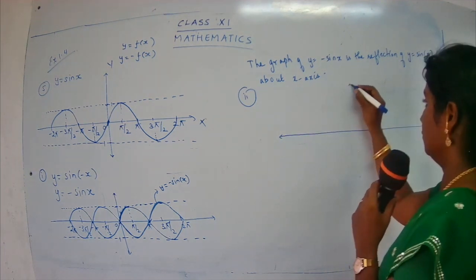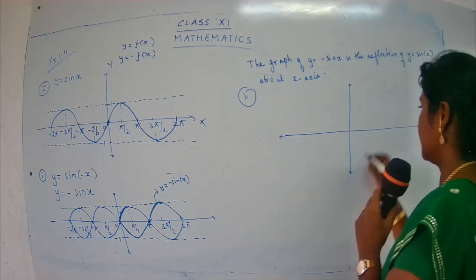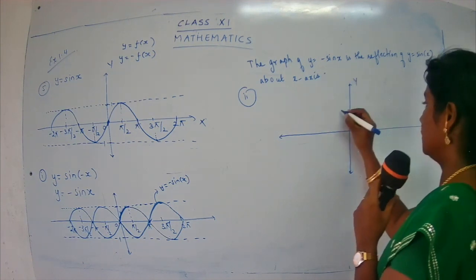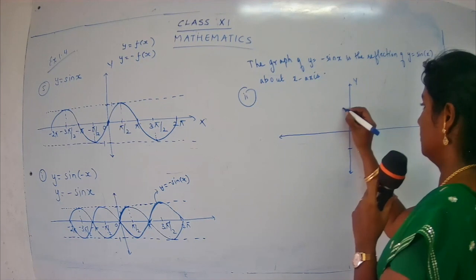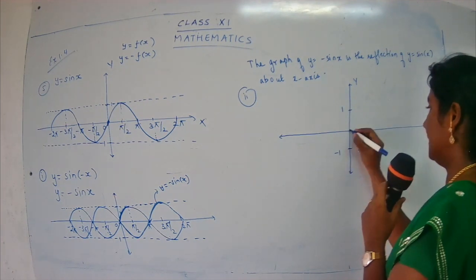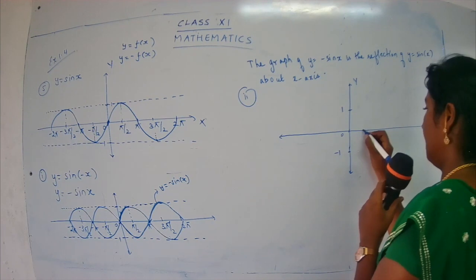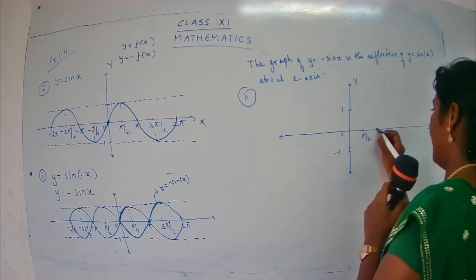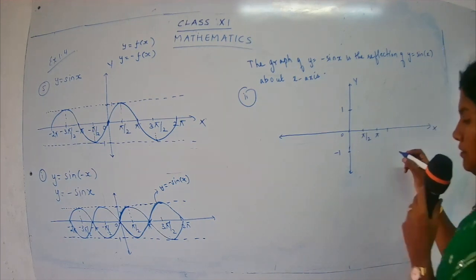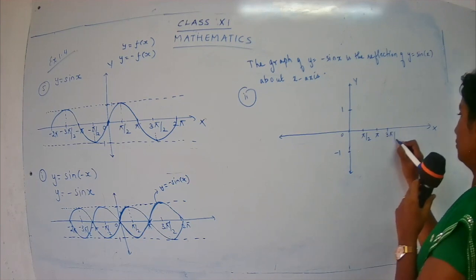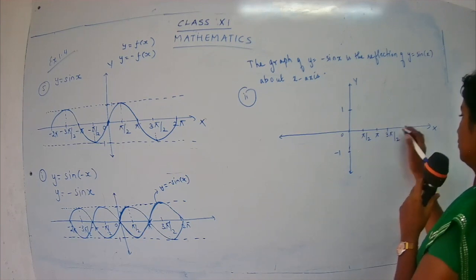Draw an x-axis, draw a y-axis, put here -1 and 1. This is the positive, this is the negative side. 0, pi by 2, pi, 3 pi by 2, 2 pi.